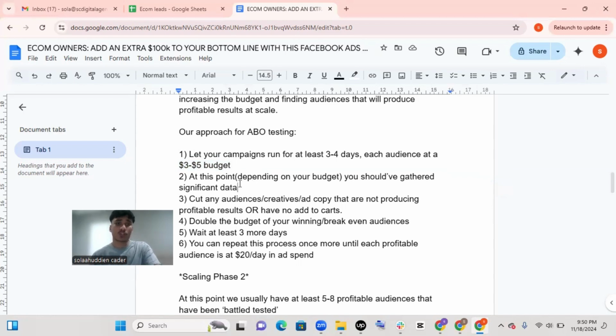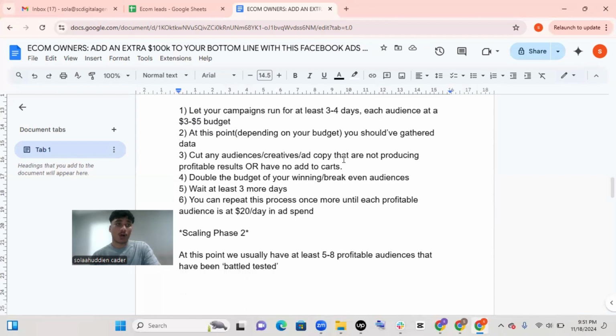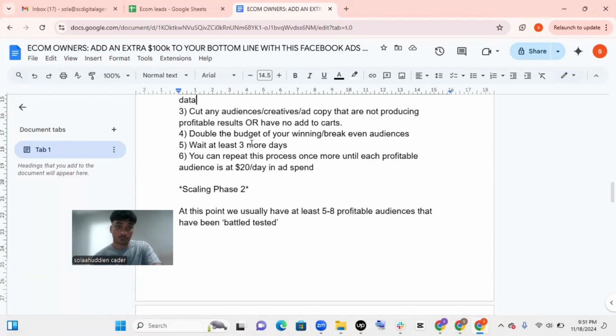So at this point, you should have some data, right? You should have some add to carts. You should have some initiate checkouts on certain audiences. Once you've spent half of your CPA, usually, you want to cut out any audiences that are not producing results. So if you have a $100 product, right, and you've spent around $50 to $70, and you notice there are no purchases, no add to carts, no initiate checkouts, nothing on this audience, then you want to go ahead and turn those audiences off, right?